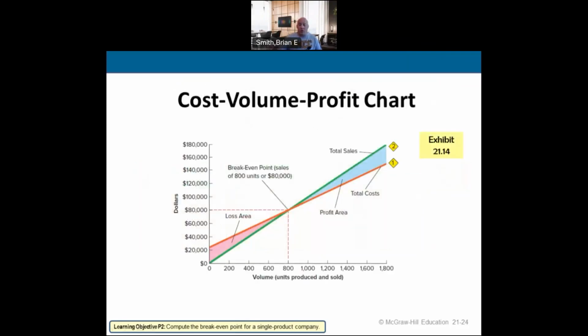Here is your cost volume profit, or CVP chart. This is the loss area. This is a no bueno zone. This is where we don't want to live, this pink zone. Here's our red that represents total costs, and here's our green that represents total sales. At the point of intersection is our break-even point: 800 units or $80,000. The minute we sell one additional unit after that, we are now making a profit. And since we've covered our fixed costs, profit after our break-even point is every amount of the contribution margin. So if we sell one unit, we're going to make $30. If we sell two units, we're going to make $60, and so on and so on.